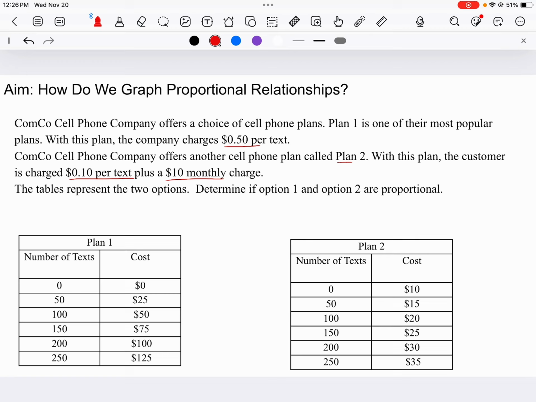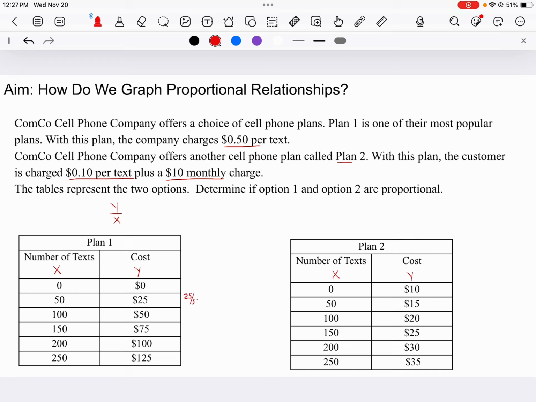To determine if it's proportional, I'm going to have to do y divided by x and get the same number. In this case, the cost is the y because it depends on the number of texts, which would be x. I'm not going to worry about sending 0 text messages because I can't divide by 0. So I'm going to check the other numbers.